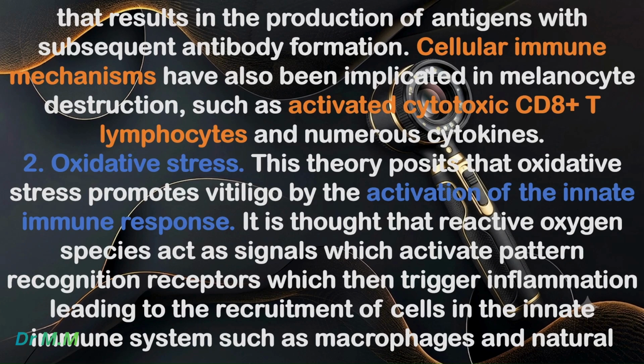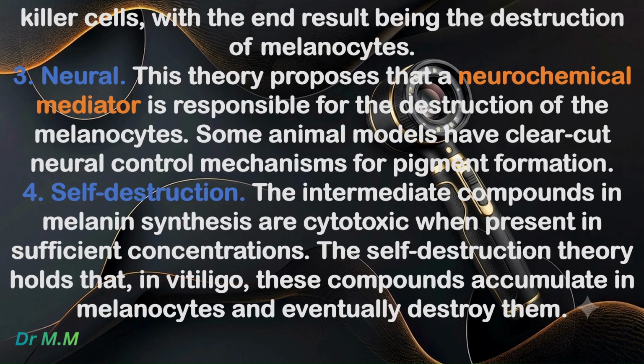Cellular immune mechanisms have also been implicated in melanocyte destruction, such as activated cytotoxic CD8+ T lymphocytes and numerous cytokines. 2. Oxidative stress. This theory posits that oxidative stress promotes vitiligo by the activation of the innate immune response. It is thought that reactive oxygen species act as signals which activate pattern recognition receptors, which then trigger inflammation leading to the recruitment of cells in the innate immune system such as macrophages and natural killer cells, with the end result being the destruction of melanocytes.